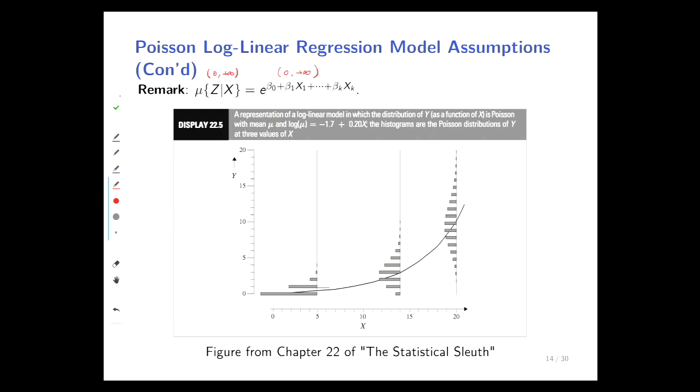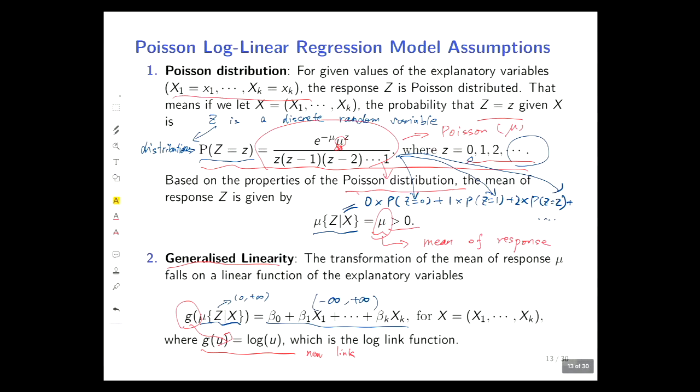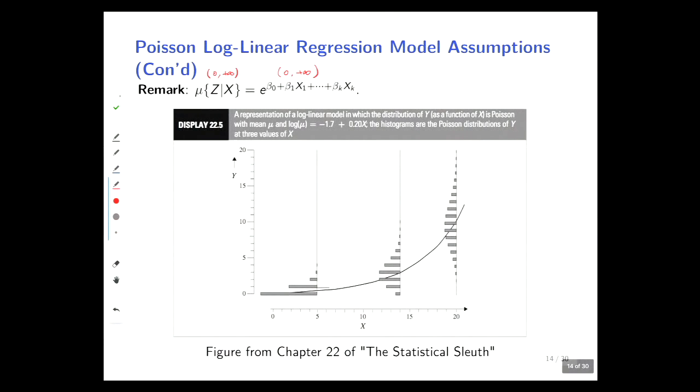So let's use a display to show these model assumptions. What are the model assumptions, if you still remember? The first one is the Poisson distribution. That means if we are given some value of x, for instance x equals 5, we have a Poisson distribution. Given x equals 15, we also have a Poisson distribution. And given x equals 20, we have another Poisson distribution. You can find that given different values of x, we have different Poisson distributions.